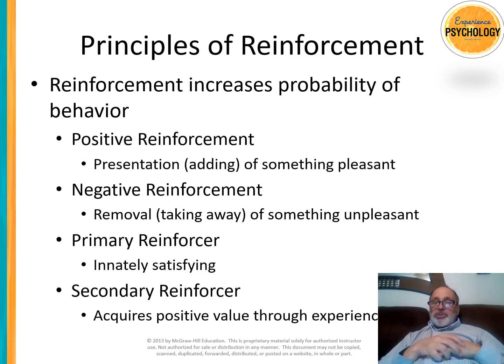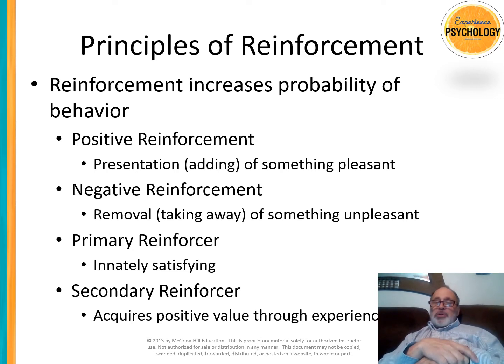Primary reinforcer, innately satisfying. Innate means you don't have to learn this. You know this without any training. So a primary reinforcer could be food. A primary reinforcer could be sex. A primary reinforcer could be anything that is good, that does not have to be learned, that the individual would enjoy.